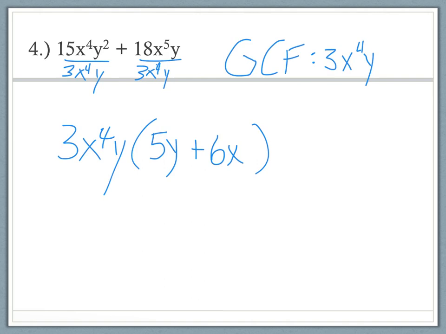Okay. I know that I'm completely done if I look at this and notice that I have nothing left in common inside of the parentheses. I can't take anything from a 5 and 6, and one has a y, and the other one doesn't, and the other one has an x, and the other one doesn't. So there's nothing left to take out, so I know that this is my actual final answer.